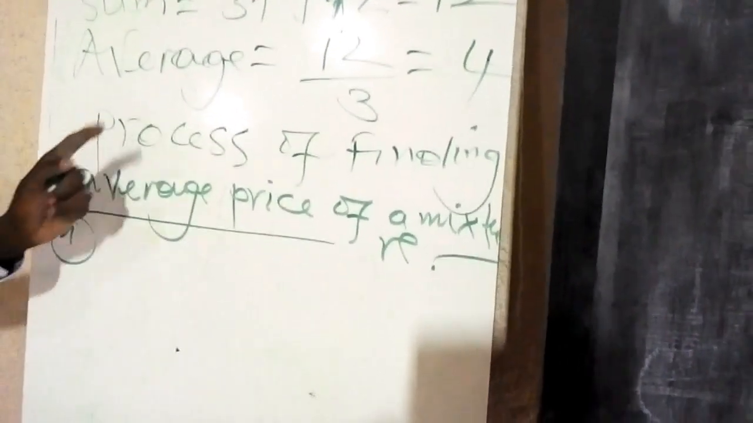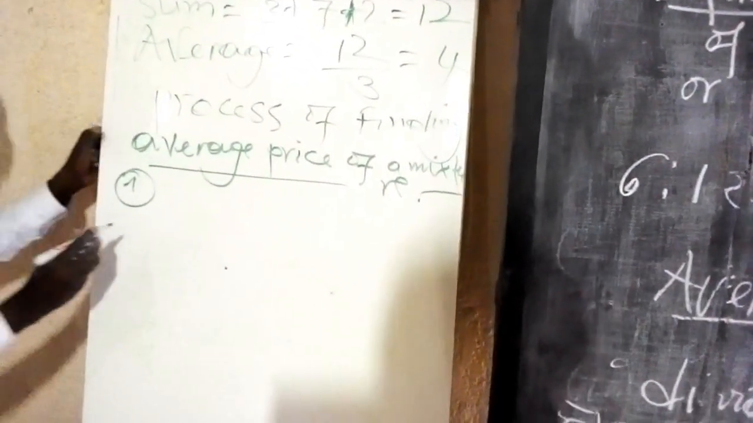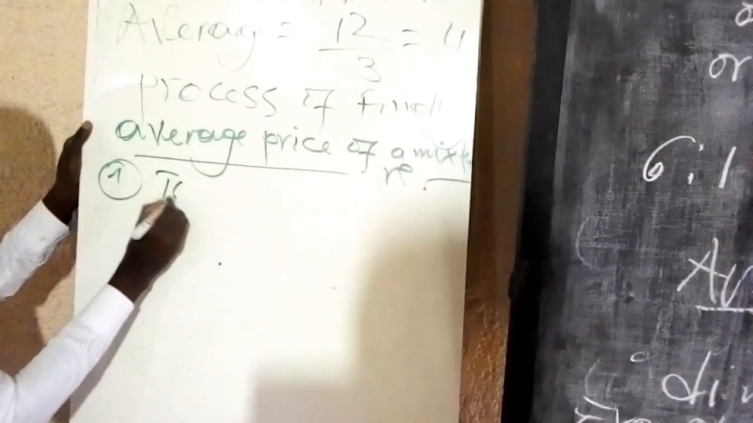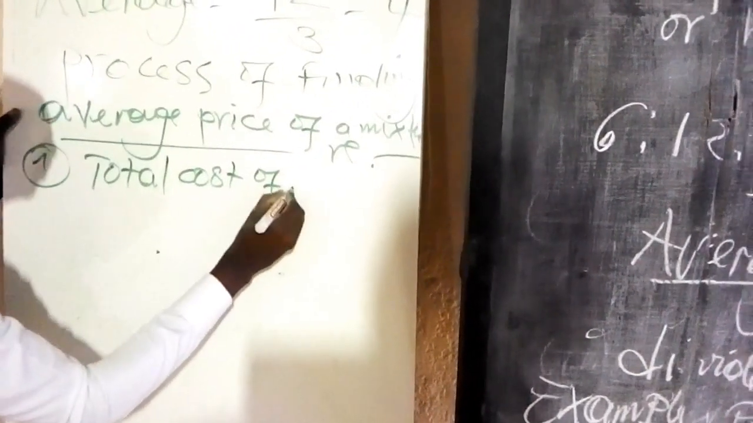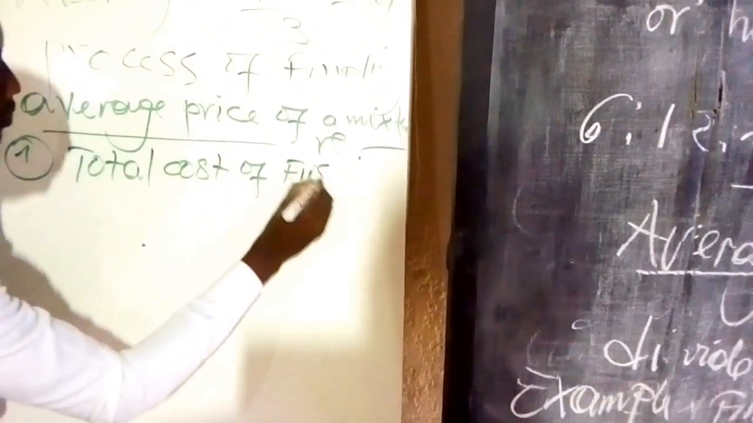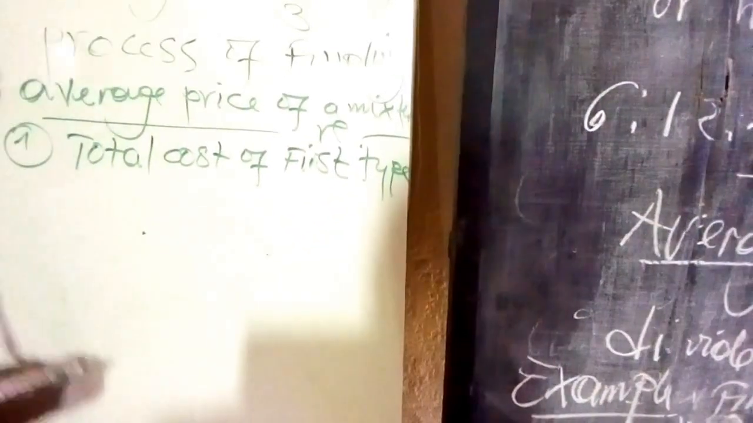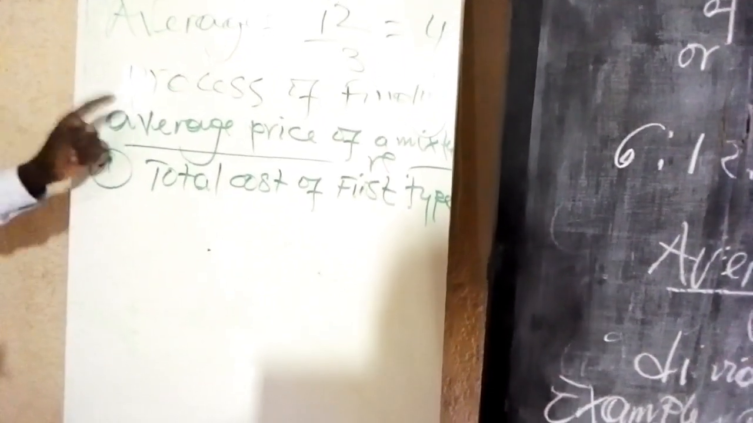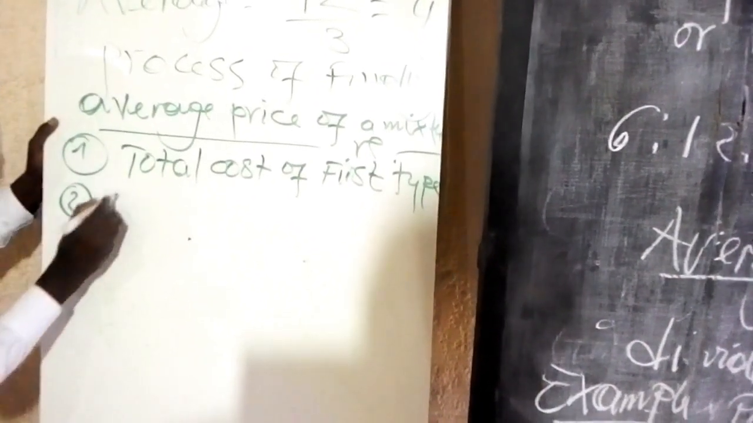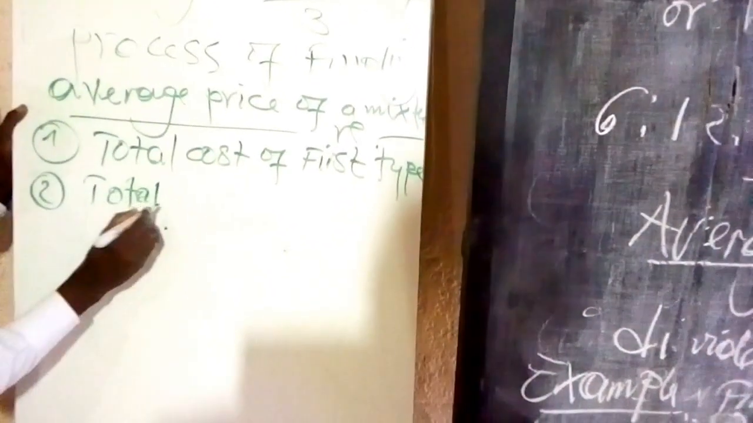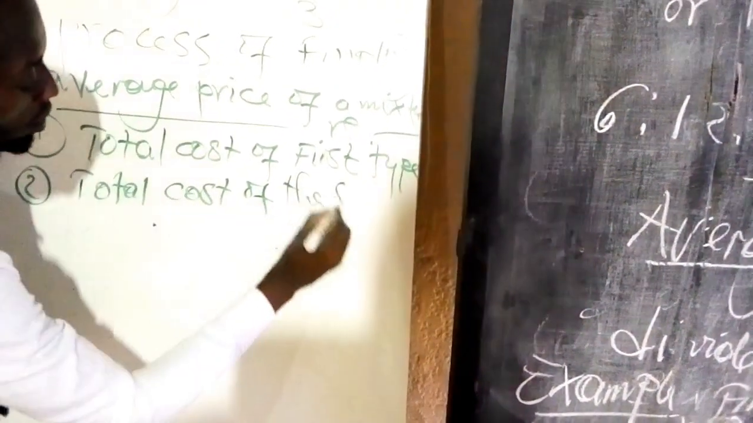The process of finding the average price of a mixture: first of all, we find the total cost of the first type. That is point one we have to look for. Second, we find the total cost of the second type.